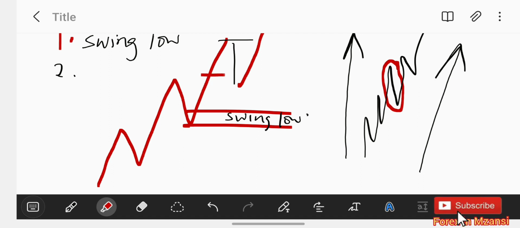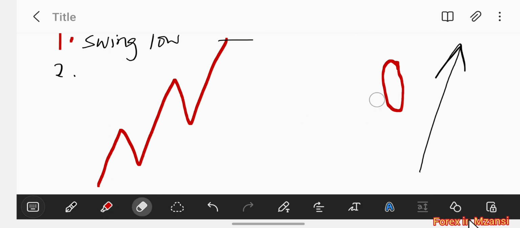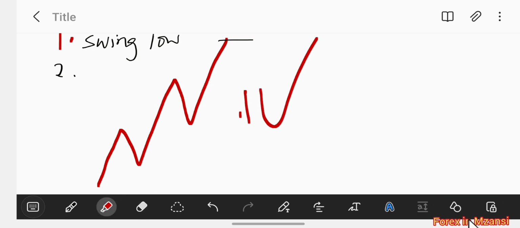So is there a way in which we can find an entry here, just in case the price does not go all the way down to the swing low? So that's the second area of demand, which is what? That's a rally-base-rally. Remember the first one we said is a swing low, which is formed like this, where the price will drop, base, and then rally. So that's a swing low.